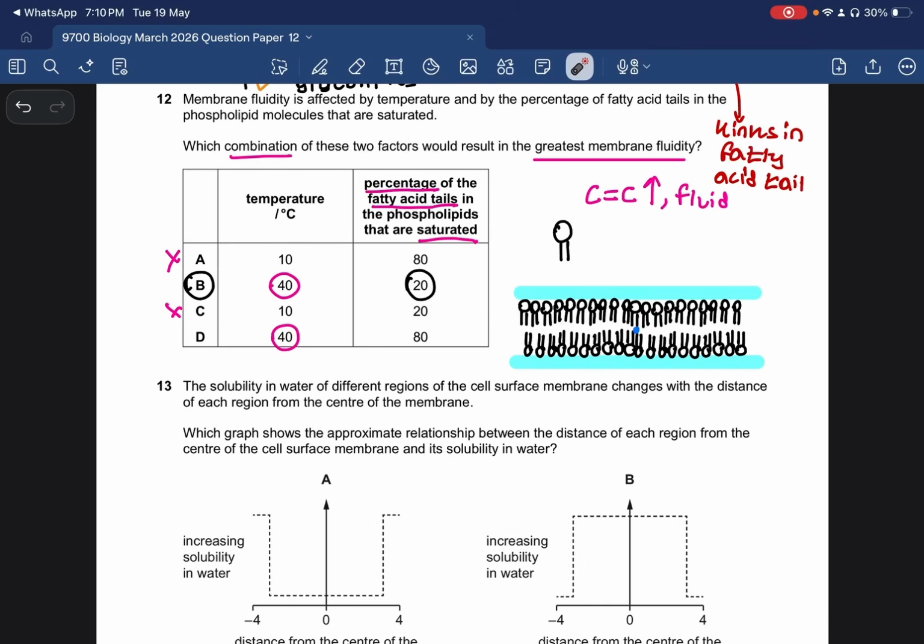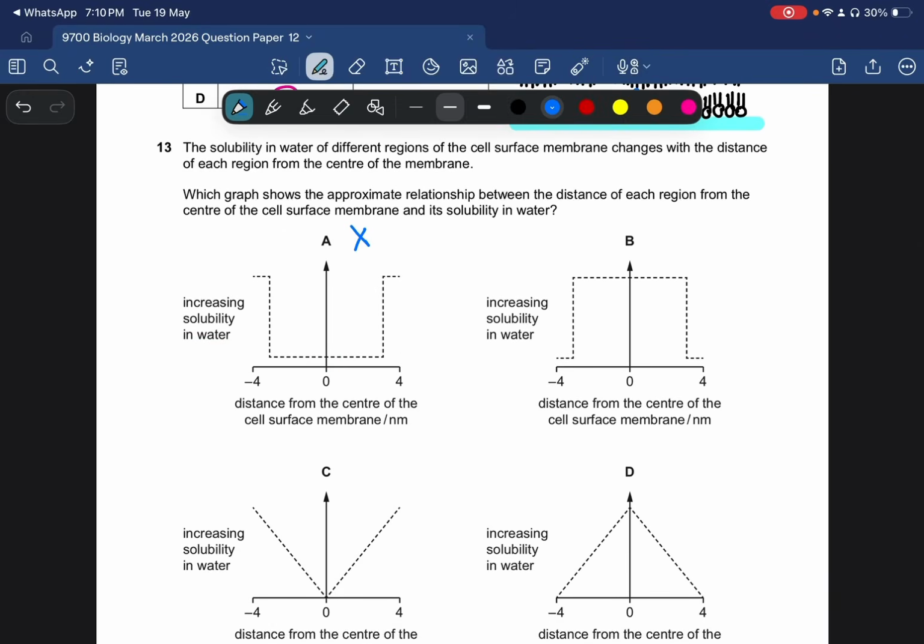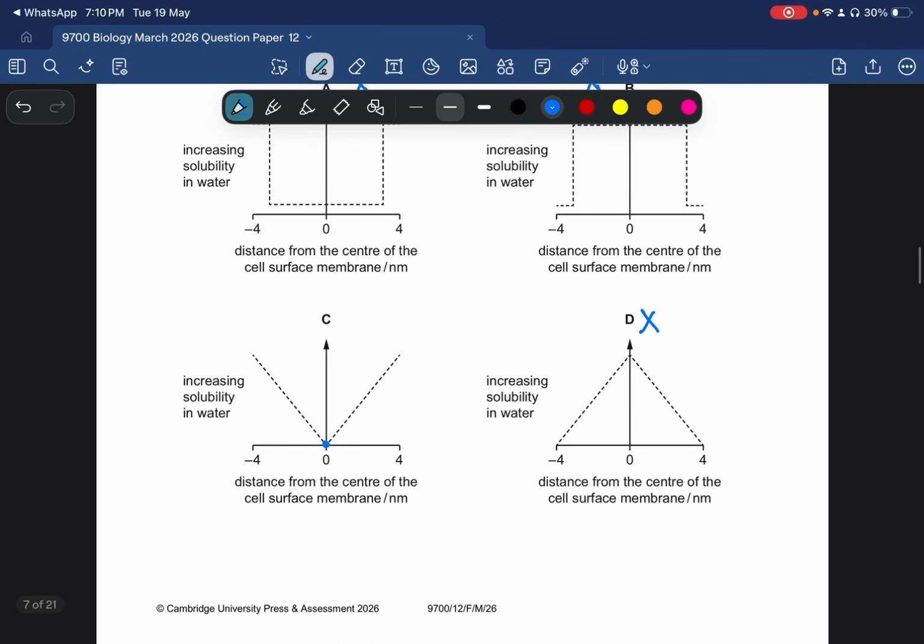So think about it. Doesn't the center of the cell membrane have this hydrophobic core because of the hydrophobic or non-polar fatty acid tails? Meaning solubility in the center of the cell membrane is going to be zero. Is it zero here? Solubility? No. So A is wrong, B is wrong, D is completely wrong, and C is correct.